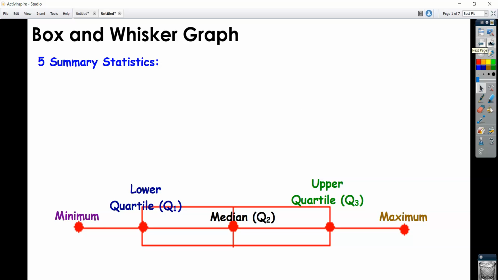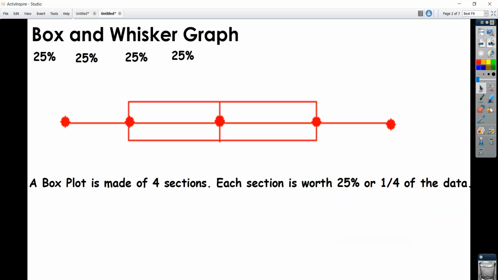But now let's look at some more information about a box and whisker plot. In addition to the minimum, the Q1, the median, the Q3, and the maximum, you also need to know that a box and whisker plot is broken up into 4 different sections. So you have this section right here, one whisker. Then you have this box right here. You have another box, and then you have the last whisker. So it breaks up our data into 4 different sections.